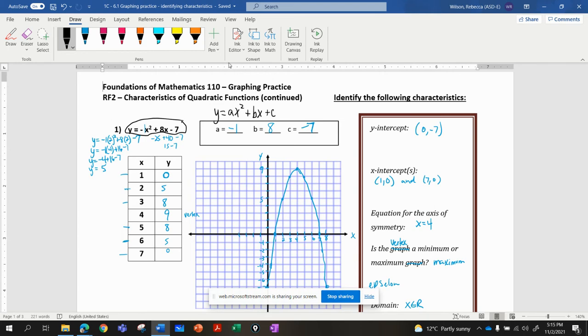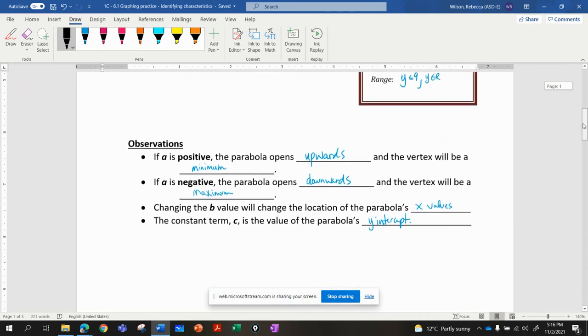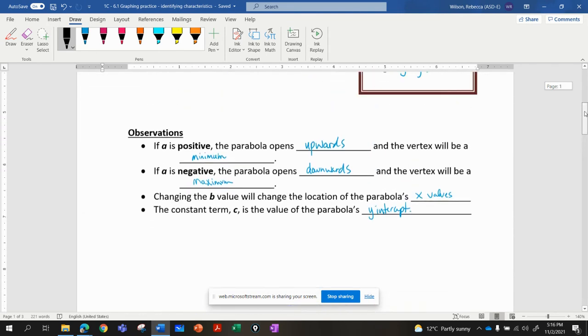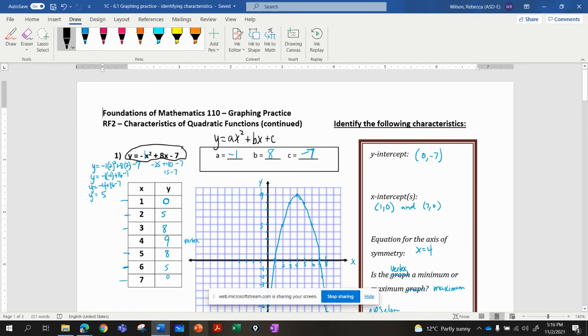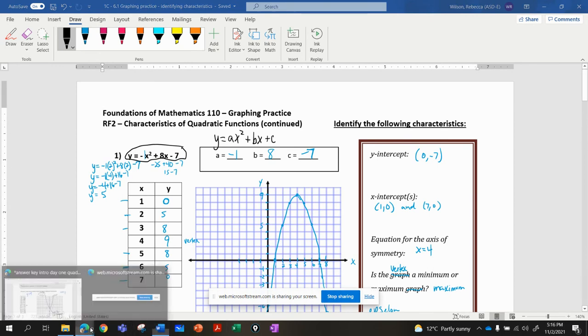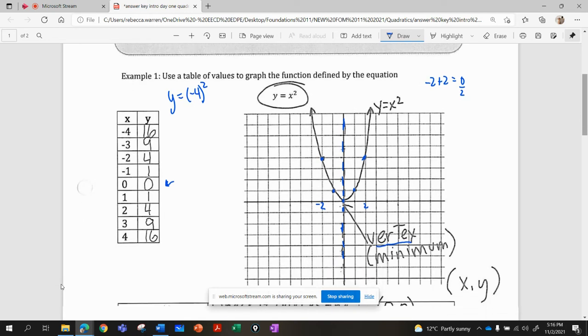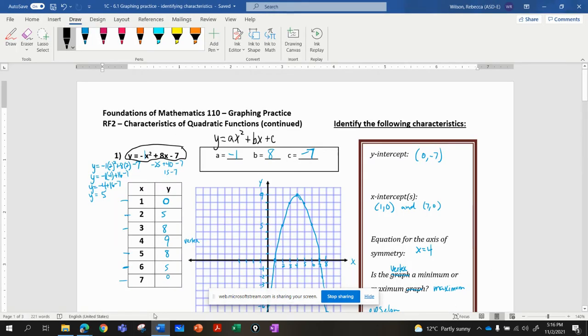Any positive A value, which I'll just scroll really quickly to the next example. Which isn't on there. Okay, I can scroll back to this example. So this has a positive 1 A value and it opened up. So that's kind of proof that that's what it does. But again, you could also do the assignment where you test out different values if you really want to know.